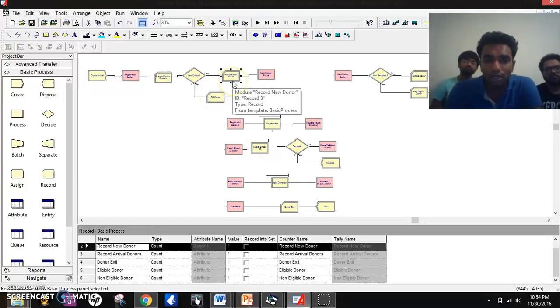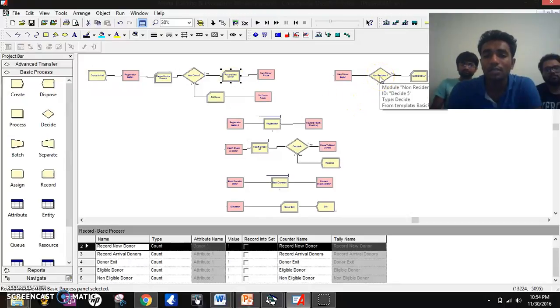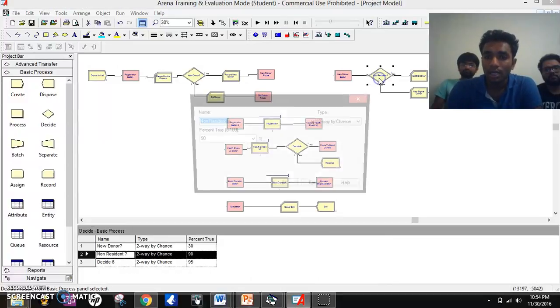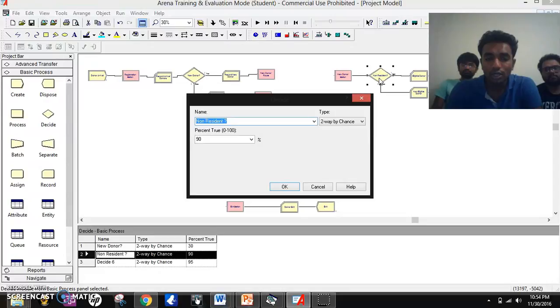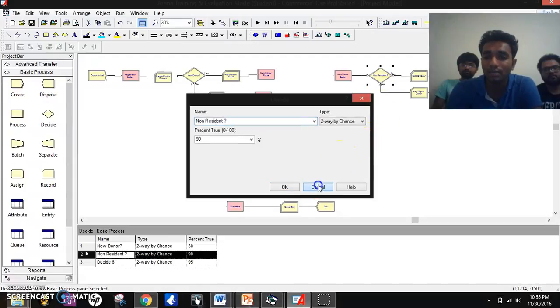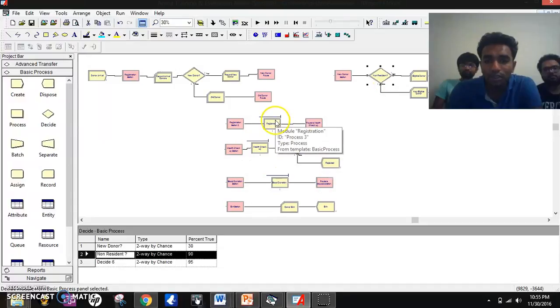After that, for new donors, we decide whether they are eligible or not, because a new donor's health history is checked, and whether they have traveled outside the region. If they are eligible, they come to the registration process, and if the donor is not eligible, then they are disposed, I mean disposed from the system.